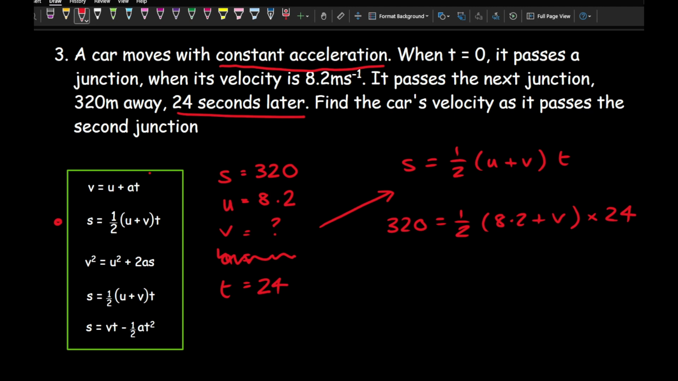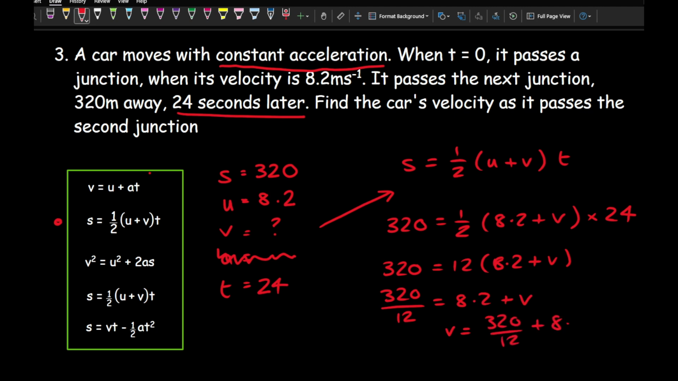Now a half times 24 is 12, so it's going to be 320 equals 12 lots of 8.2 plus V. Take the 12 over, and I end up with 8.2 plus V, giving me a V value of 320 divided by 12 plus 8.2. Now if I stick that all into my calculator, making sure that I've entered it correctly, actually that should be a minus, not a plus. So let me just get rid of that. And typing that into my calculator, I get an answer of 18.5, and all that's left for me to do is just write down the units, and there is my answer for that one.